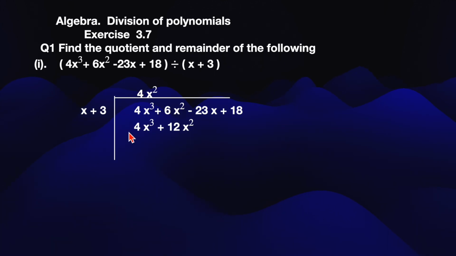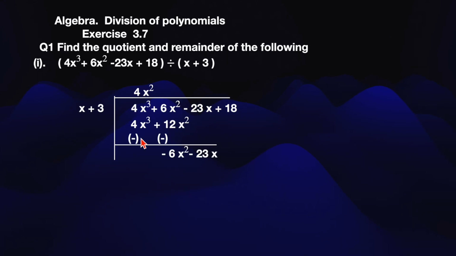So what I'm going to do, I'm going to change the sign here. I'm going to make this minus 4x cube. Okay, and if I change the sign here, I should change here also. So this plus also will become minus 12x square. See, here I have changed the sign. Plus I have made minus. This plus also I have made minus. Okay. Now you add: 4x cube minus 4x cube will get cancelled. 6x square minus 12x square, you will get minus 6x square. Okay. Now bring down the next term.